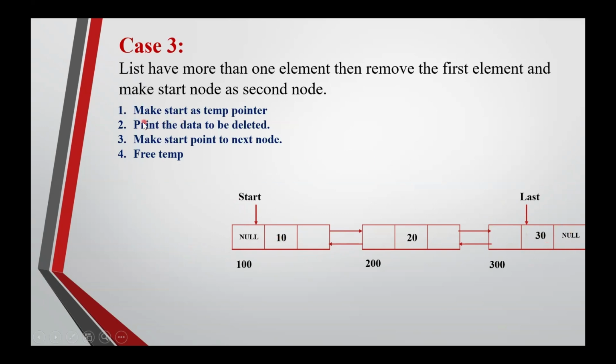So what are the things we have to do? Make a temp pointer point to the start. We make another pointer that points to the starting node. Then we print the data, and then make the start pointer point to the next node. Now the start pointer is at the next node. Then we have to free the temporary variable. Then we free the temporary variable.